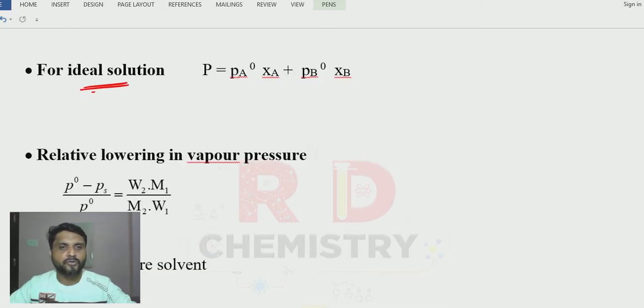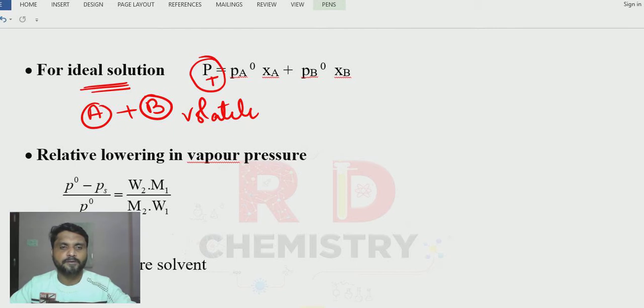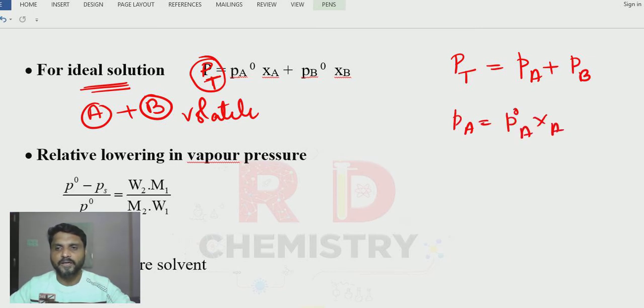How to get an ideal solution? To get an ideal solution, you have to mix two liquids and assume that both the liquids are volatile. Then the total vapor pressure of the solution for the ideal solution, using Dalton's law, is total pressure equal to partial pressure of the first liquid plus partial pressure of the second liquid, where PA is equal to P naught A into XA. X is the mole fraction of that component in the solution, and P naught A stands for the vapor pressure in the pure state. So we can make use of P naught A into XA plus P naught B into XB.